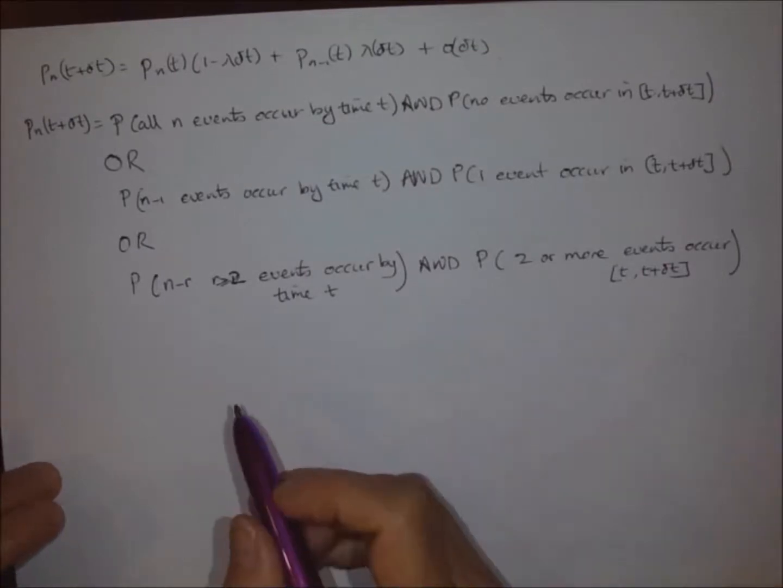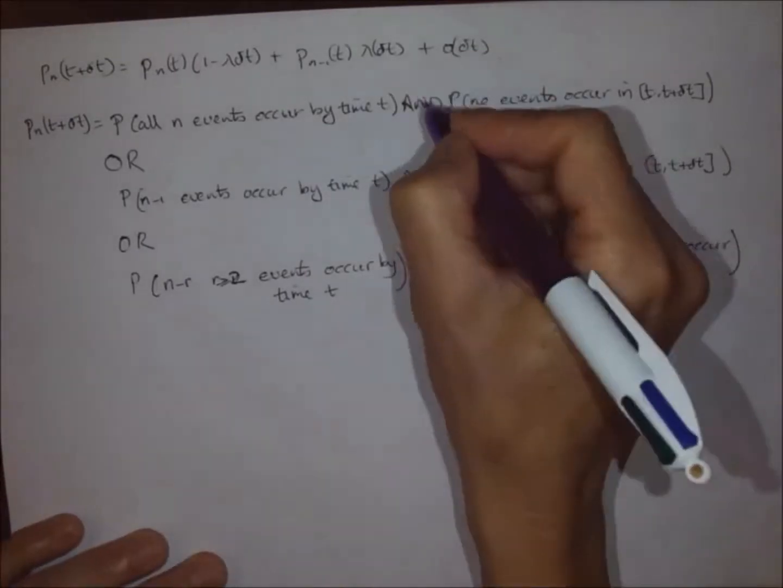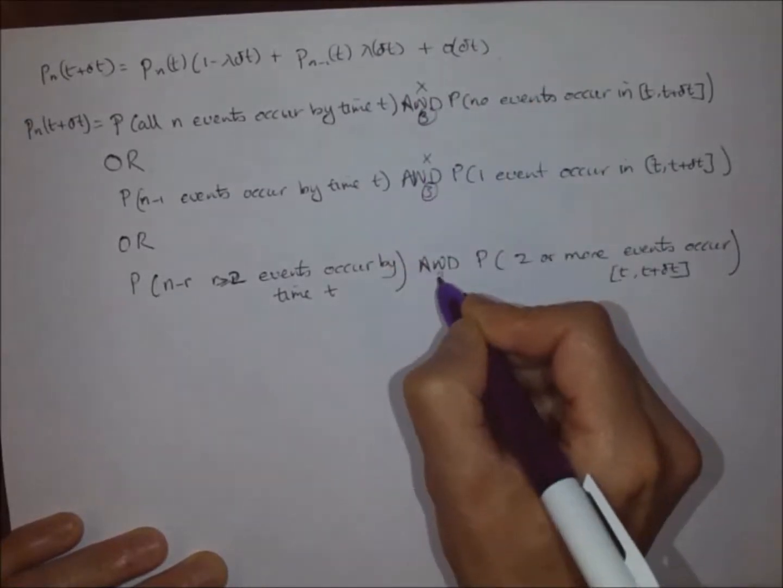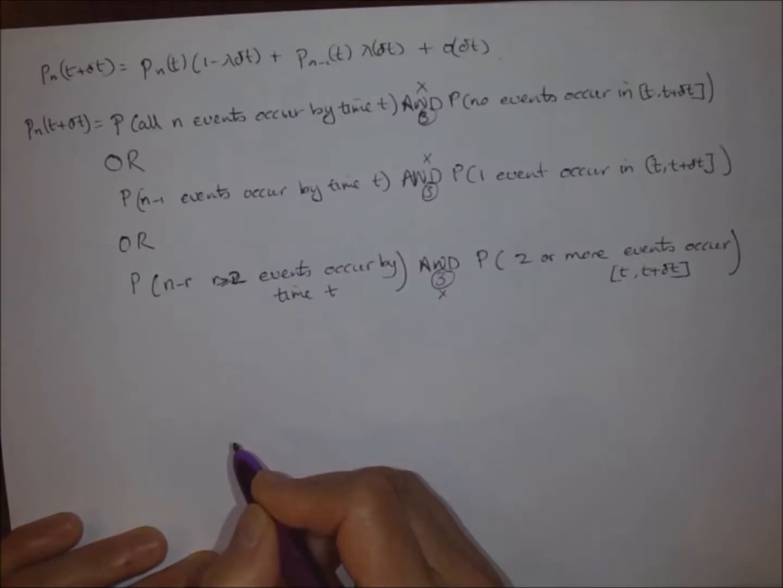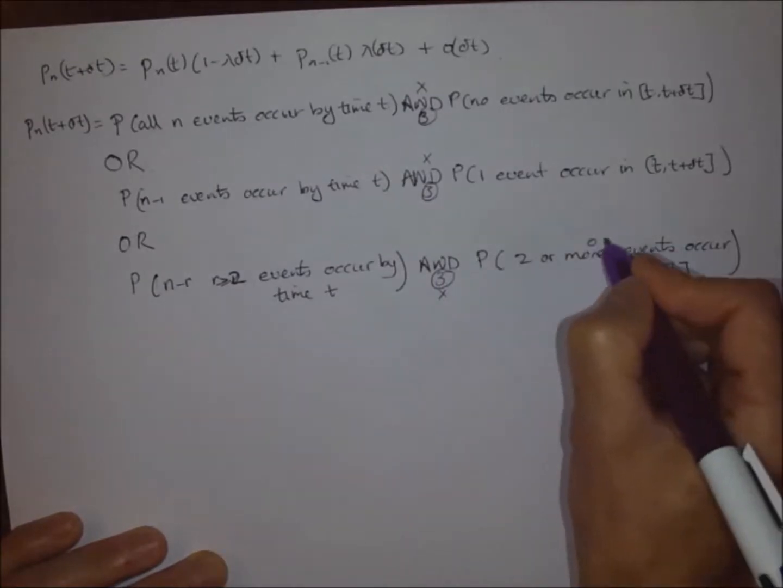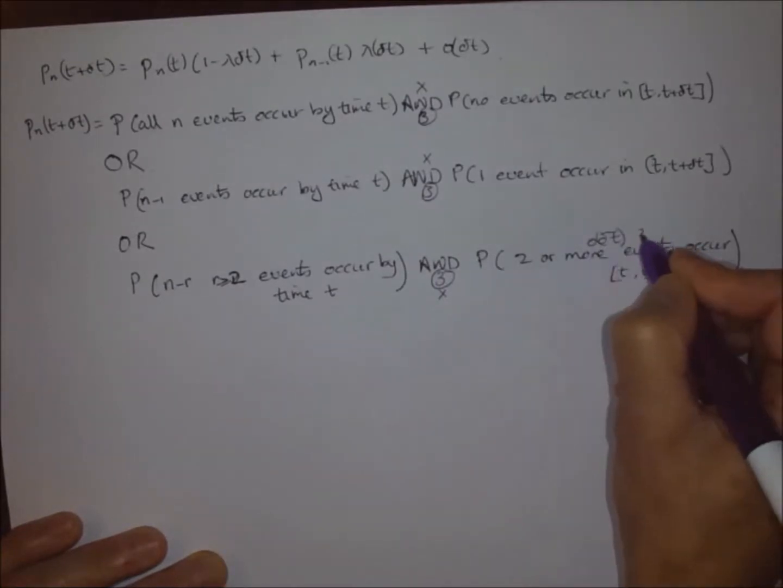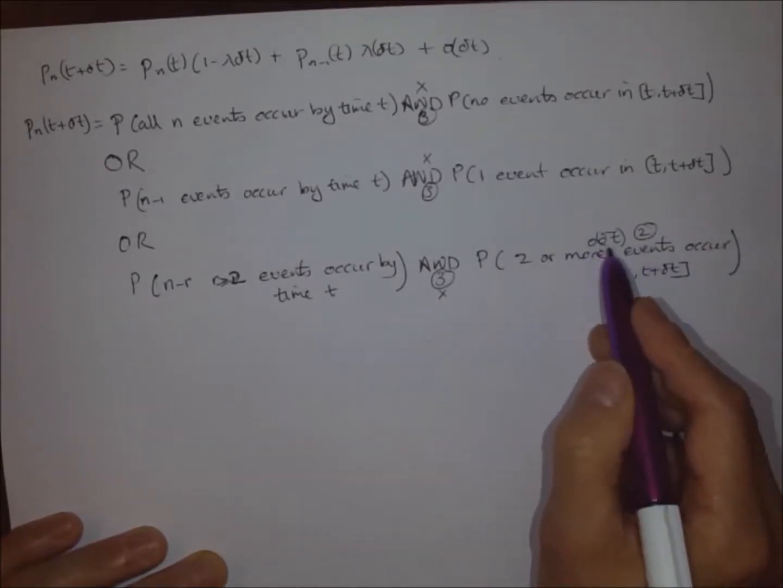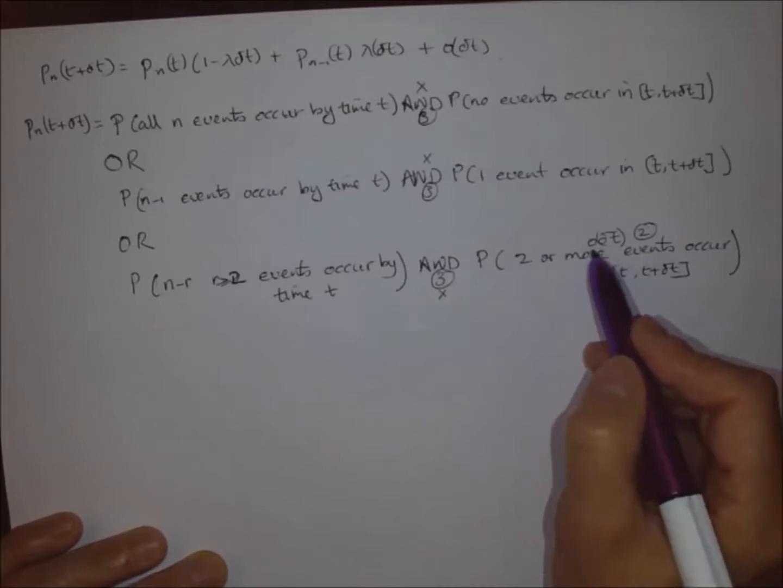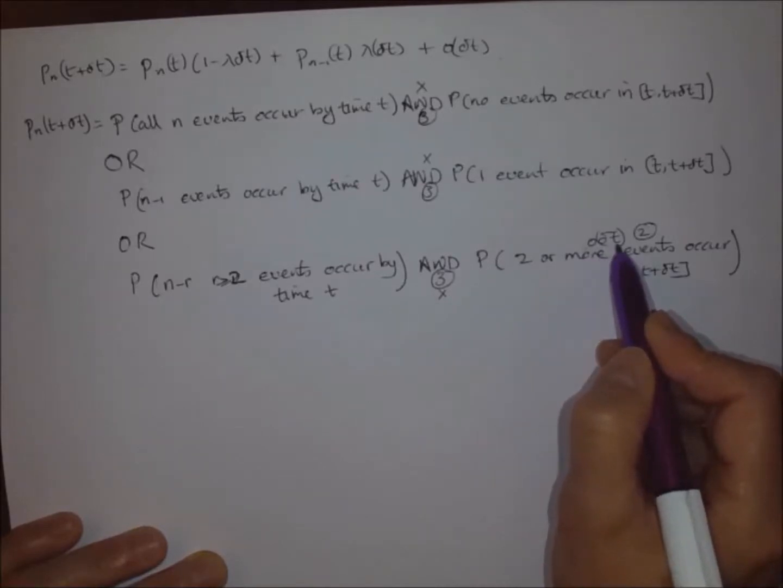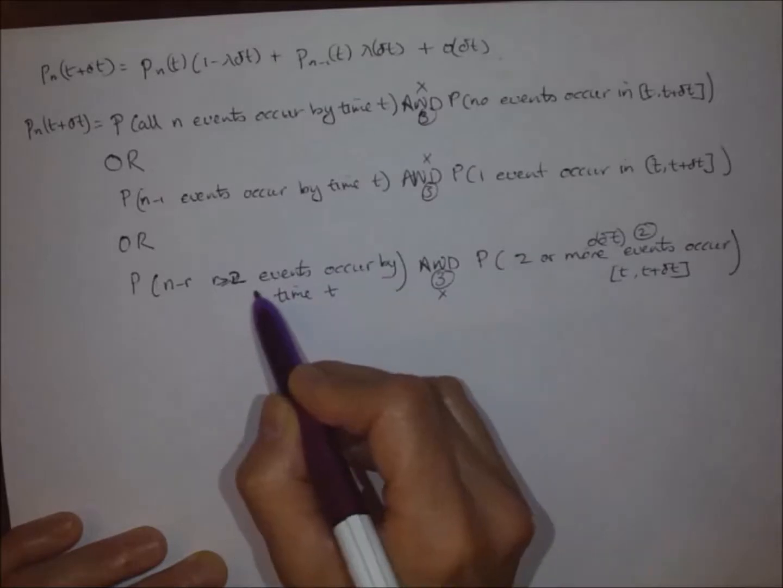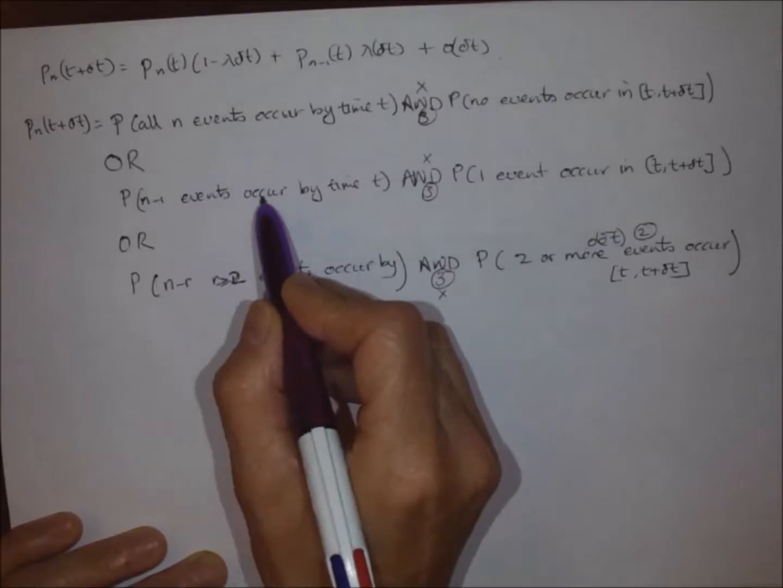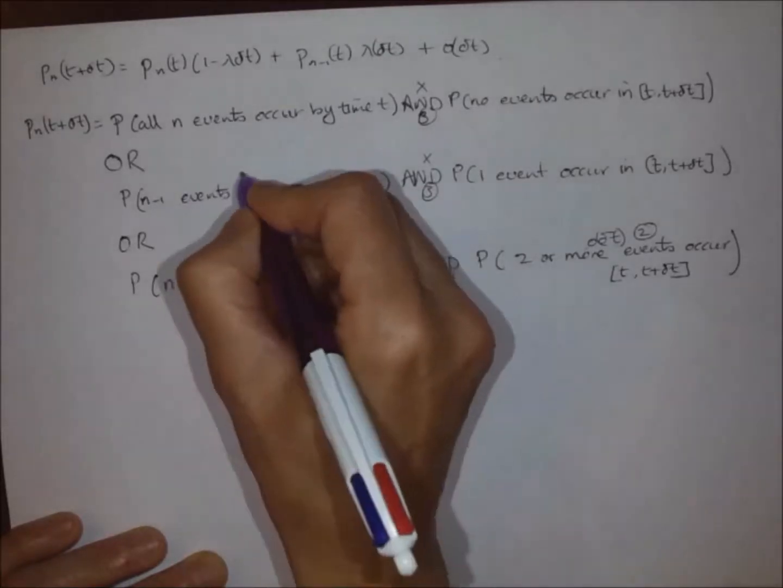Okay, so from condition 3, we can multiply these. This here is little o delta t. That is from condition 2, 2 or more events, highly unlikely to occur, a rare occurrence. That's little o delta t, and because this is of such a small order of magnitude, it just overrules this part here.